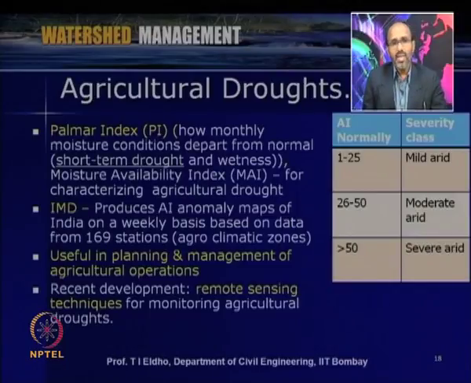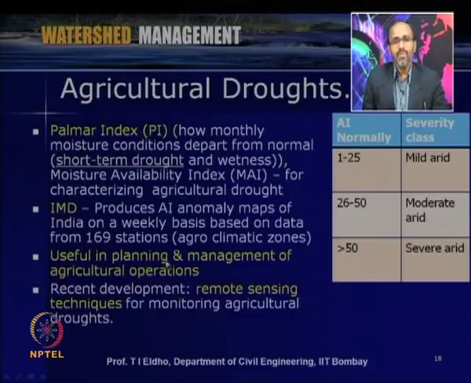Say, for example, the Indian Meteorological Department, IMD, produces aridity index anomaly maps of India on a weekly basis based on data from 169 stations spread over the country. These stations are in various agroclimatic zones, and this aridity index will give an indication of how the crops will be affected, whether the crops are water stressed, and whether the corresponding agricultural drought possibilities are there or not. So, that way these aridity indices are useful in planning and management of agricultural operations.